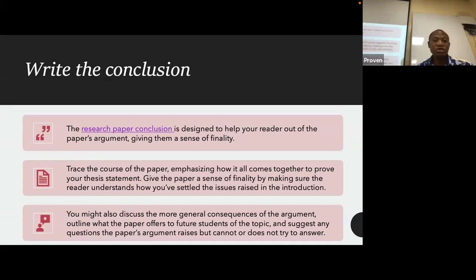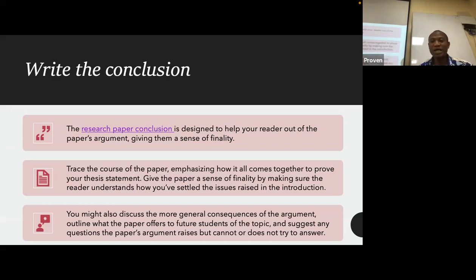So in the conclusion, you should trace the course of the paper, emphasizing how it all comes together to prove your thesis statement, that statement you made at the start. You are trying to piece it all together, that, oh, it is much easier to set up this using this method and all that. And so give the paper a sense of finality by making sure the reader understands how you settle the issues raised within the introduction.